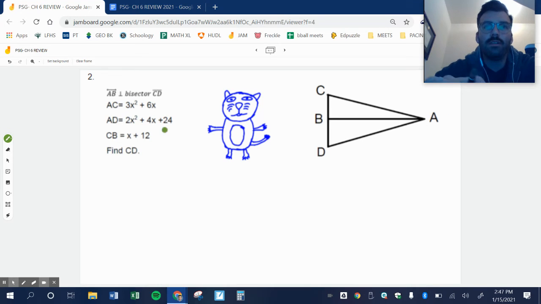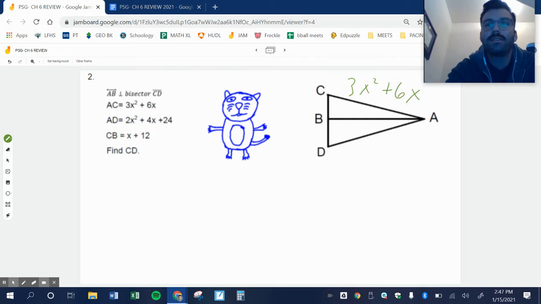Right, let's tackle number 2. Oh, look at that nice cat that someone drew. That was me. So let's label a picture. AB is 3x squared plus 6x. AD is 2x squared plus 4x plus 24. And then CB is x plus 12.